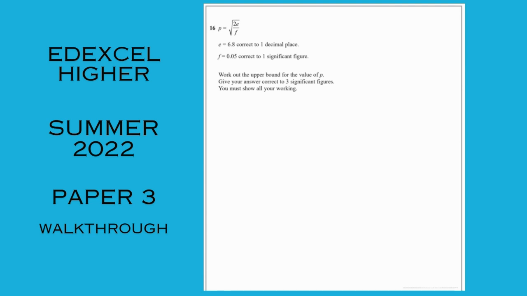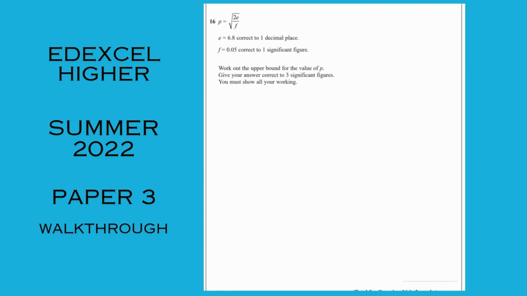Number 16, good old upper and lower bounds, all that malarkey. So always make a note straight away of upper and lower. E's been rounded to 1 decimal place, that's nearest 10 pence. So go up by 5 pence, down by 5 pence. F, 1 sig fig, that's nearest penny. So go up and down by half a penny.